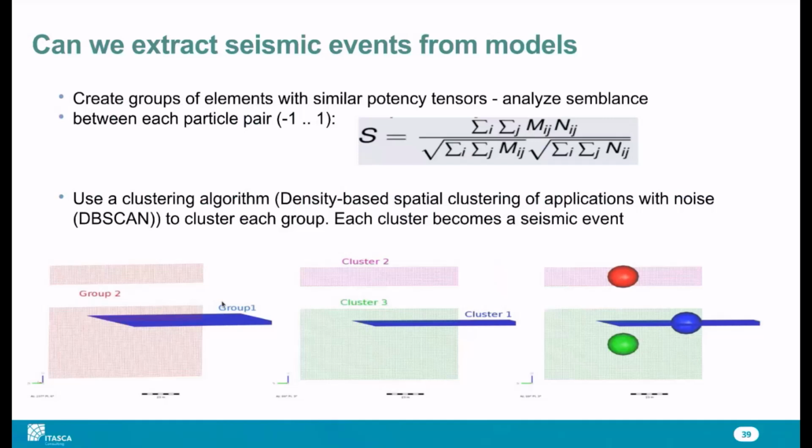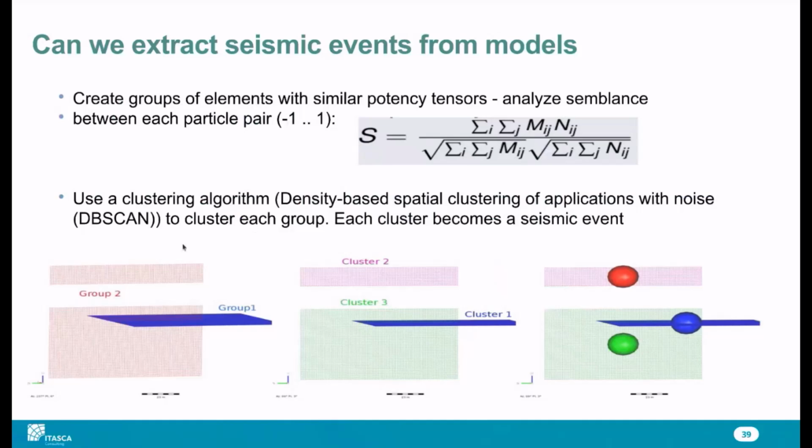For the first clustering, basically the mechanism separation, we use something called semblance. The semblance parameter is just one way that we can compare the similarity of two different tensors. So if two tensors, like m and n, are exactly the same, we will have a similarity of 1. If the two tensors are completely opposite, we will have a similarity of -1.